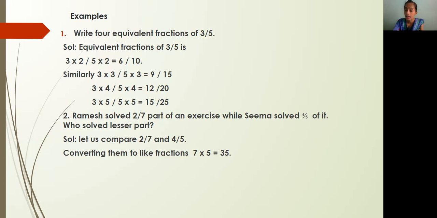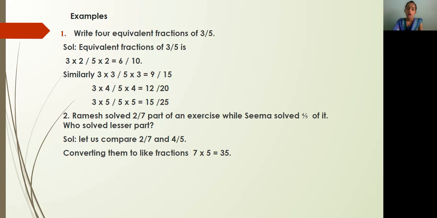Unlike fractions. What are unlike fractions? The fractions in which the denominators are different are called unlike fractions. For example, 2 by 5, 7 by 9, 6 by 11. These are unlike fractions because in these fractions the denominators are different. When the denominators are the same, that is called like fractions.